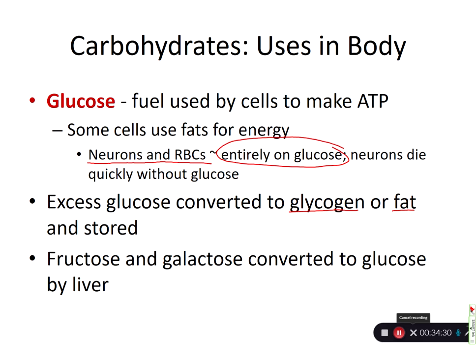But if you're always consuming extra sugar and your liver has got enough glycogen stored, you're going to start storing it as fat. And fat is usually where we store it is going to be in the hypodermis. We call that subcutaneous fat. Fructose and galactose, so other kinds of sugar will get converted to glucose by the liver because that's what your cells use to make energy. They use glucose.